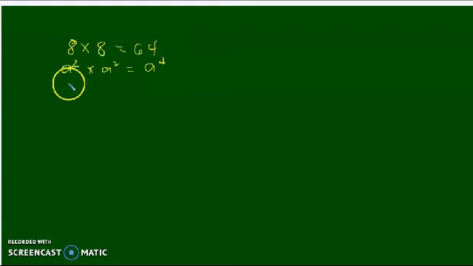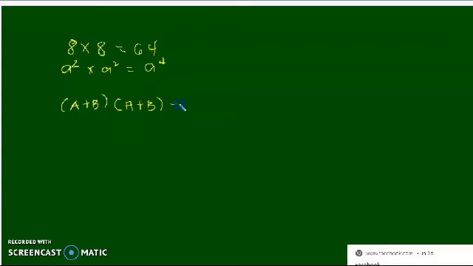A trinomial is a perfect square trinomial if it can be factored into a binomial multiplied by itself. Example, a plus b times a plus b. By using the distributive property to find the product of these two binomials.